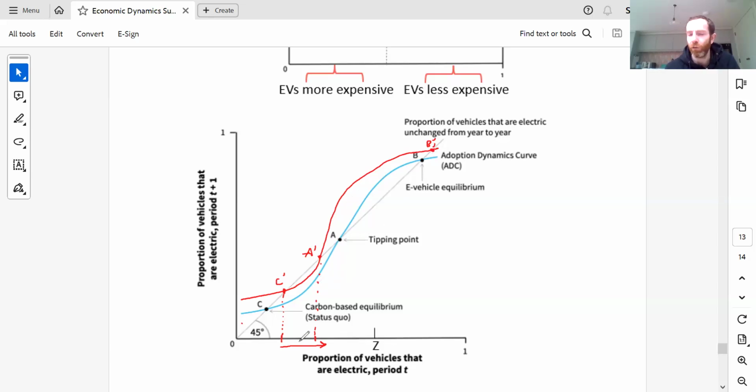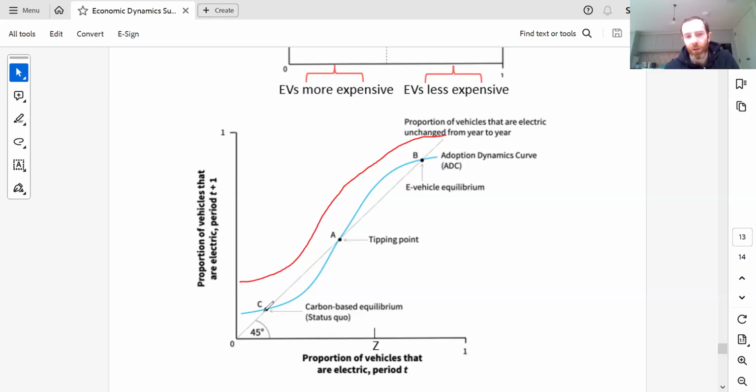Now, in terms of what this shock could be, the example in the textbook is a nice one. It talks about a really nice electric vehicle model being released that suddenly gets people really excited about electric vehicles, and suddenly lots of people buy them. But just like with the housing market and the sea ice market, what if we actually got a drastic shift upwards in the adoption dynamics curve?